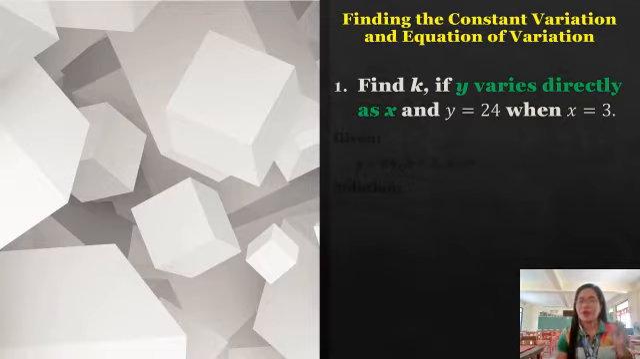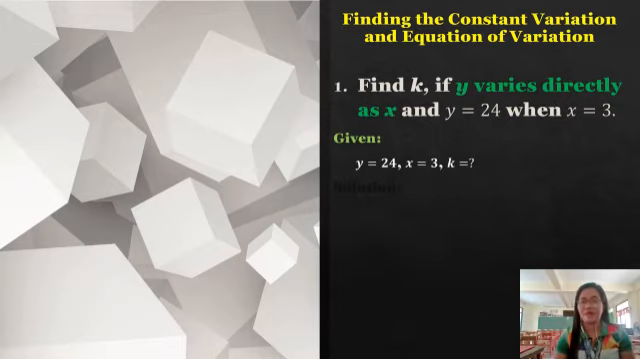Now, if your goal is to find the constant of variation, or the value of k, and its equation, the first step is to identify the given. Our given is y equals 24 and x equals 3. What we are looking for is the constant. After identifying the given, we are also going to identify the equation.